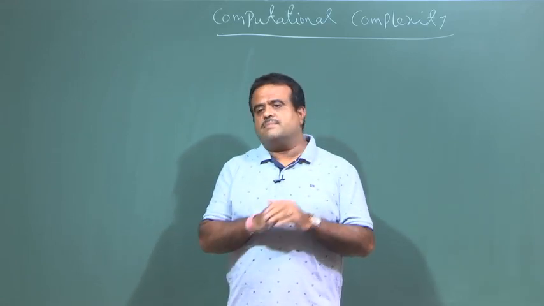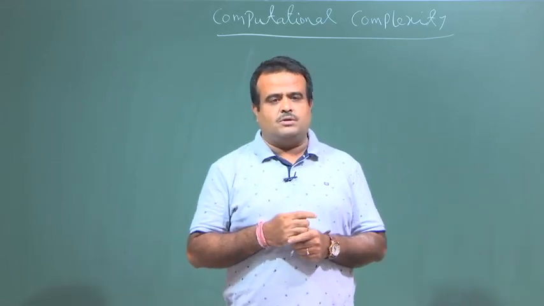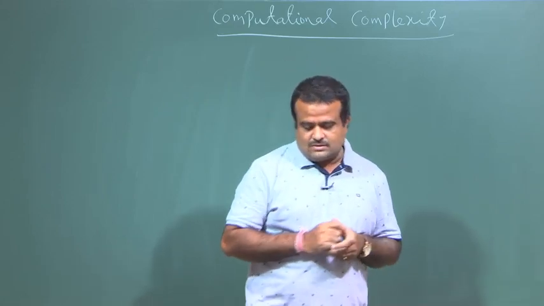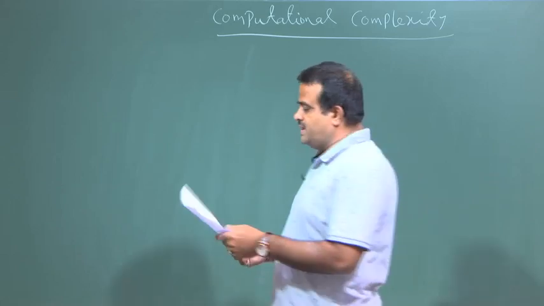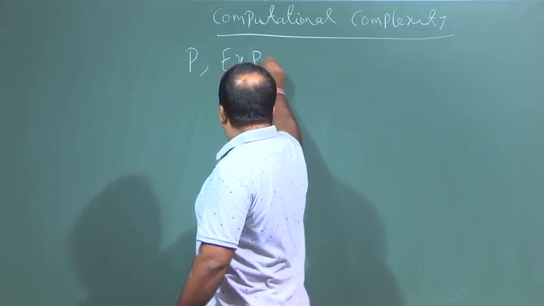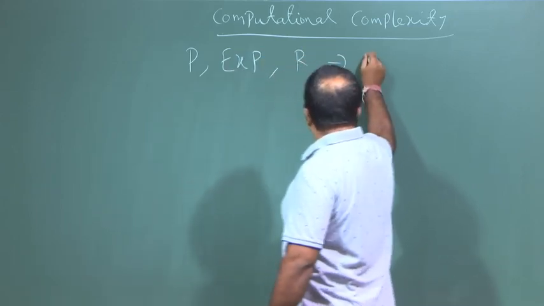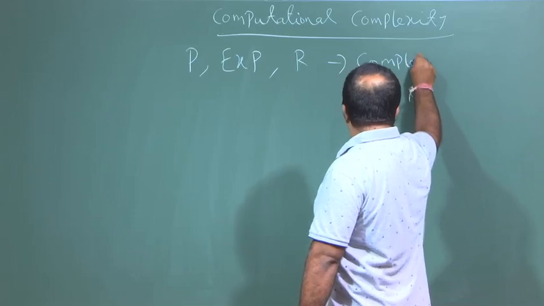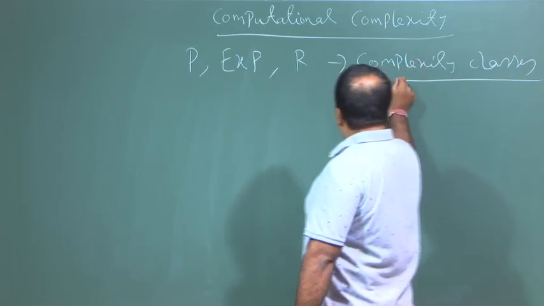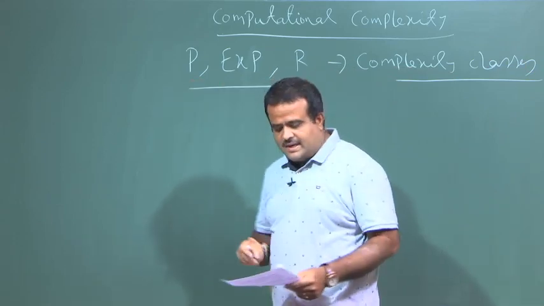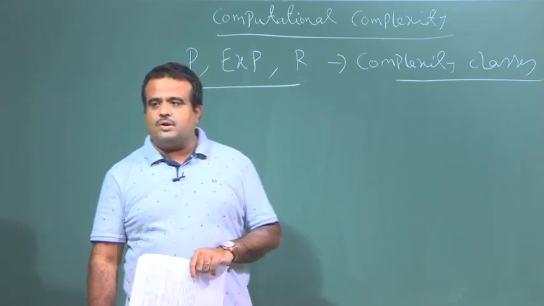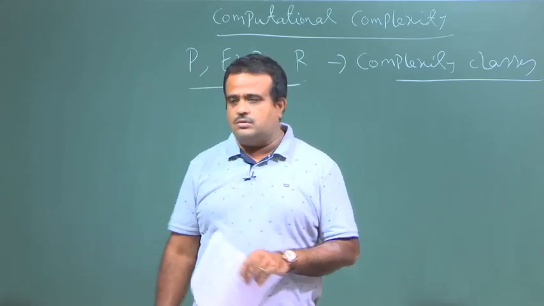There are many problems which cannot be solved in polynomial time. So we will talk about complexity classes. Basically we talk about three complexity classes: P, EXP and R. So, what is P? P is the set of all problems which are solvable in polynomial time. It will take at most polynomial time.